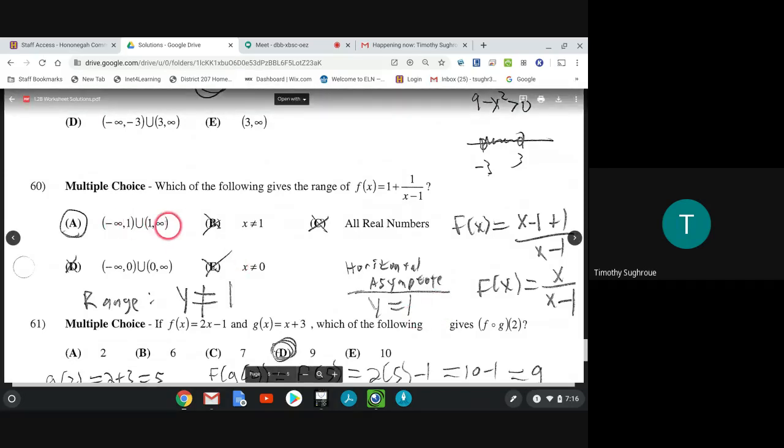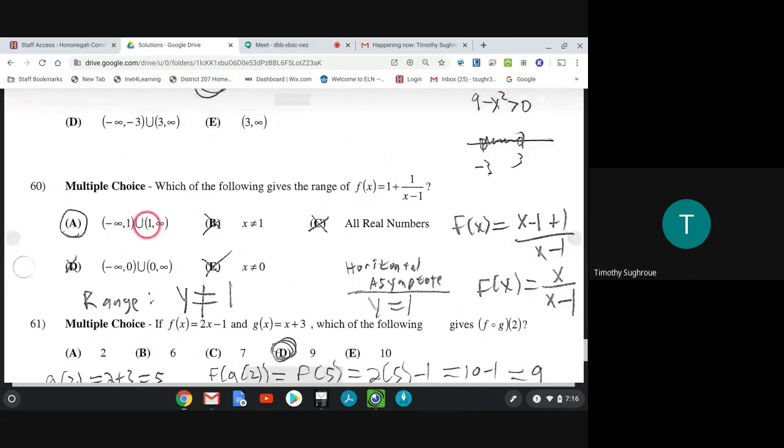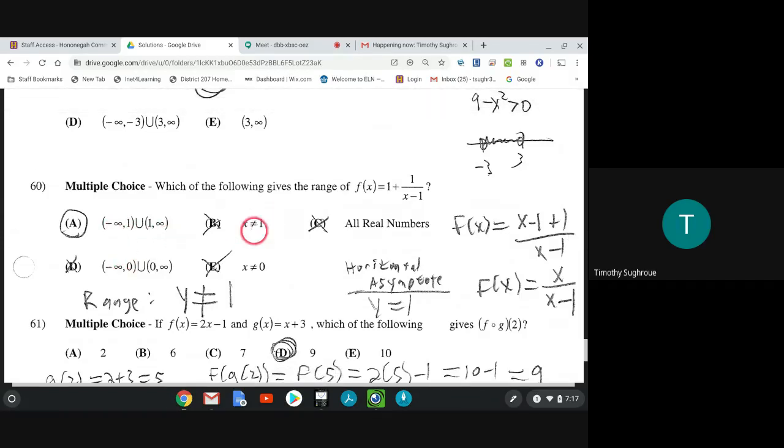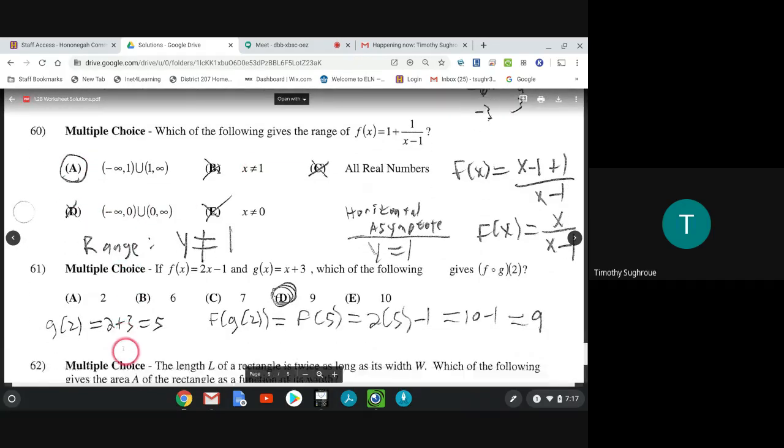This eliminates 1. Notice it's that notation I showed you before, where this is how you eliminate the value of 1 using interval notation. If I were using inequality notation, I would just write y cannot be 1. Just like this, except it'd be a y. So this is tempting, but this says x can't equal 1. I got to know it's y can't equal 1 is the range. Okay? That's why A is the answer.